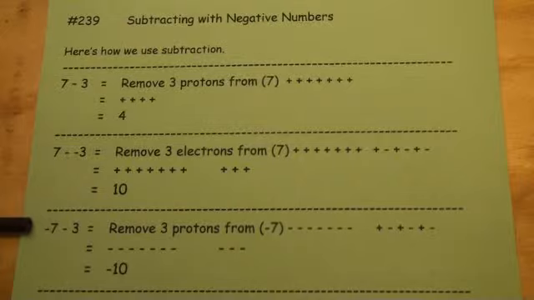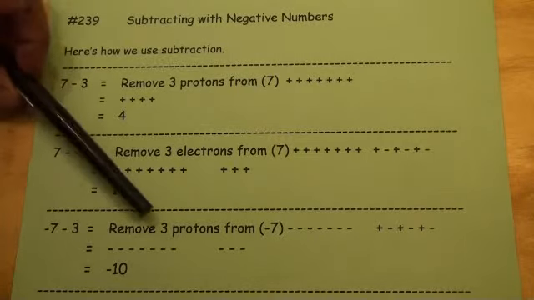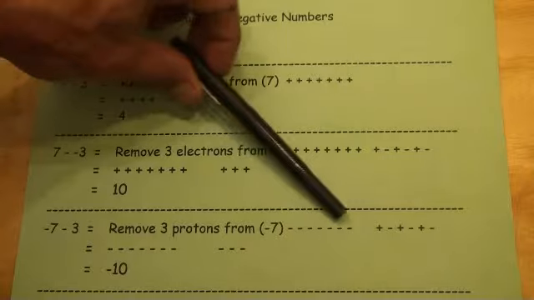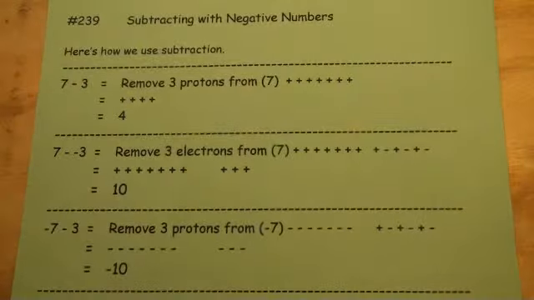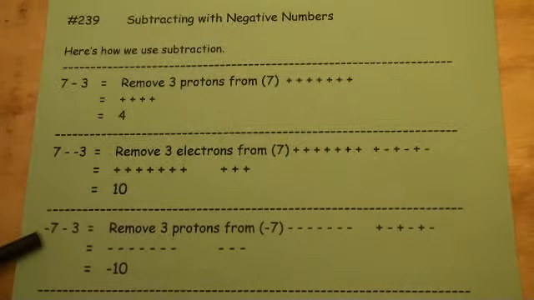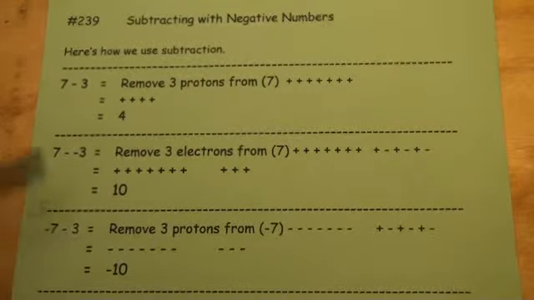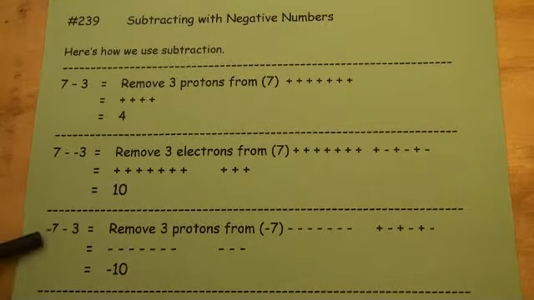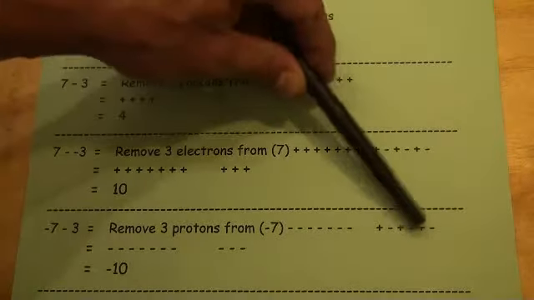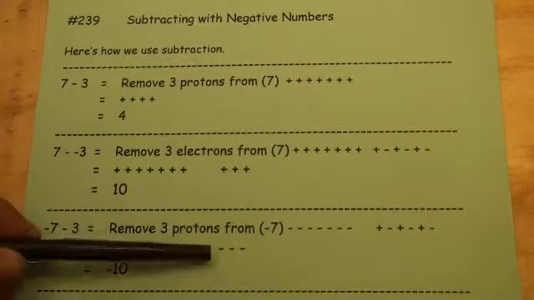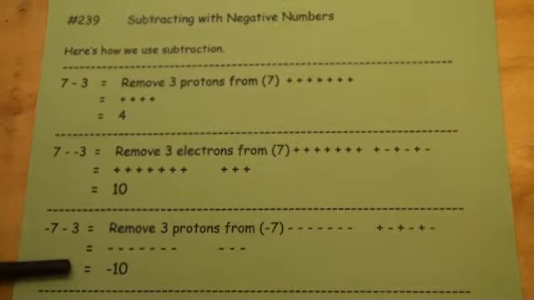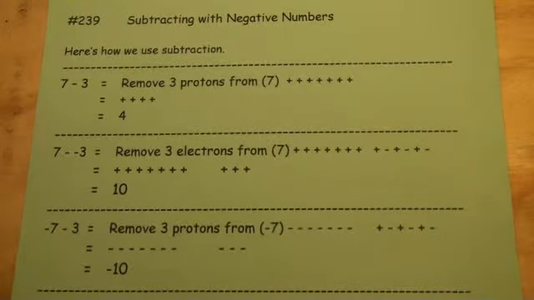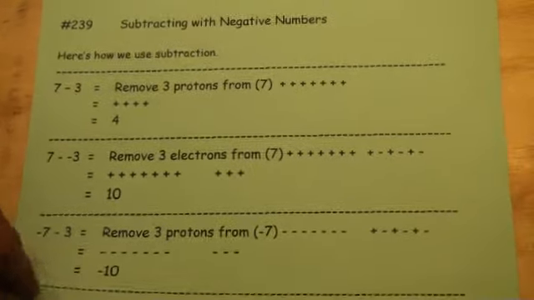Next one, we have negative 7 minus 3. We're going to remove 3 protons from negative 7. Well, here's negative 7 with your 3 pairs of 0 charges. So this is negative 7 take away 3 protons, just like we did with 7 take away 3 protons. We're going to take those 3 protons away. We're going to have 7 electrons, 3 more electrons, therefore we have 10 electrons. So therefore, negative 10. This is basically the 3 cases that you have to worry about for subtraction. You're going to have another combination where you can get 0, but these are the 3 you have to worry about.